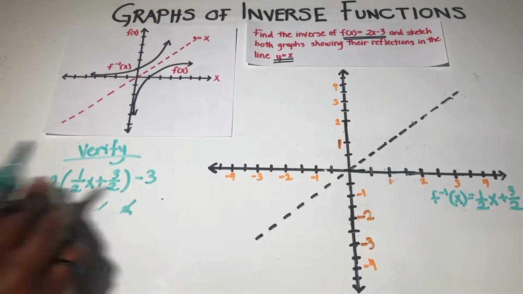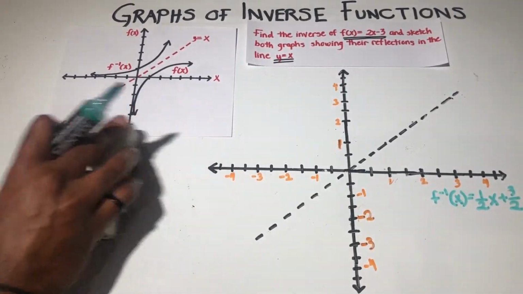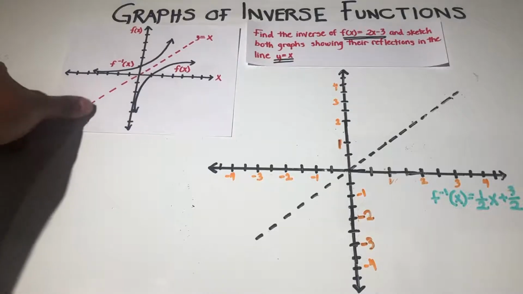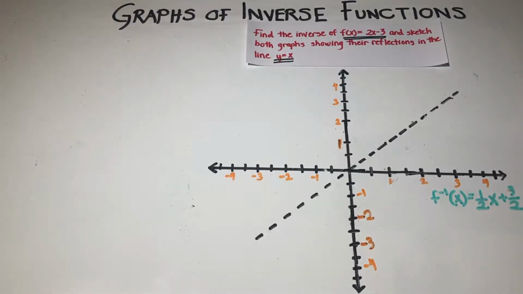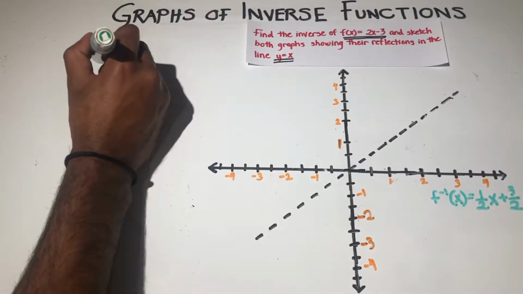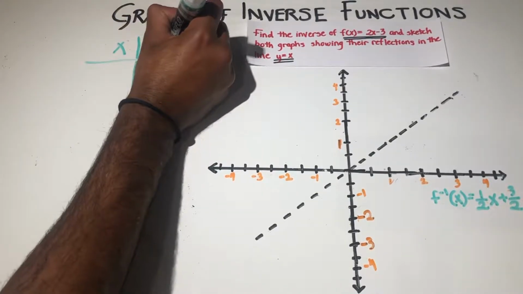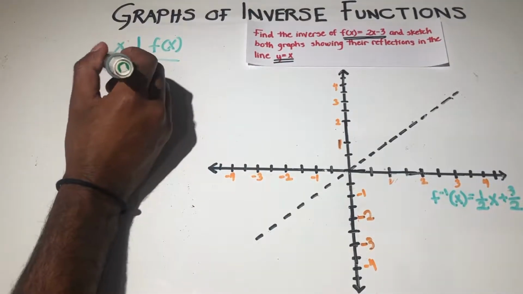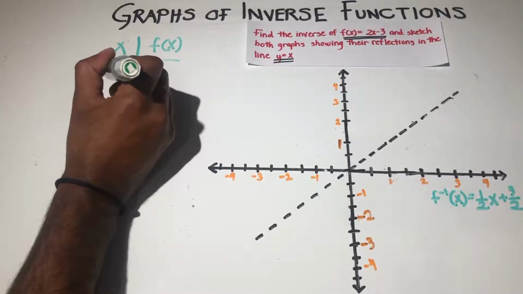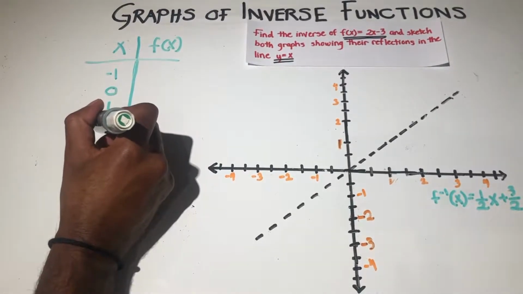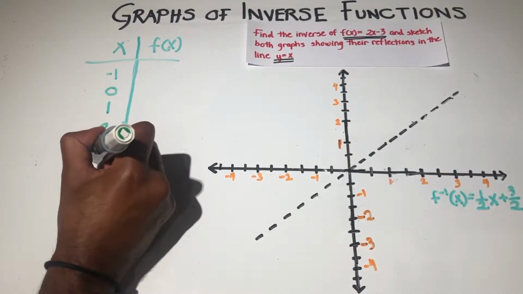And we can go ahead and plot points, constructing a table of values, then eventually plot our points. So we have x and f of x. Now I'm going to choose small points here. Let's say -1, 0, 1. And I'm going to add a few more points just to get some accuracy.